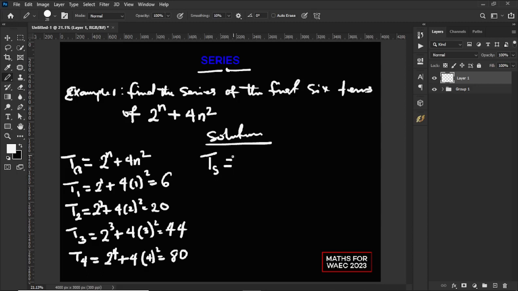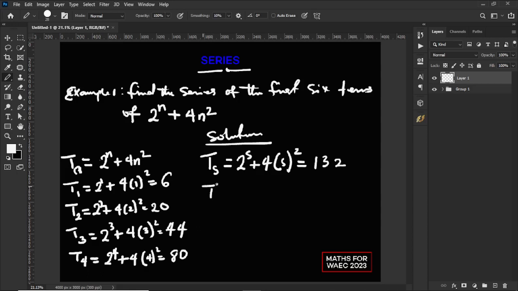So for T5 now, we're going to be having what? 2 raised to power 5 plus 4 into 5 all squared. That should give us what? 25 times 4, that's 100. Then 2 raised to power 5, that's 32. 100 plus 32, 132.